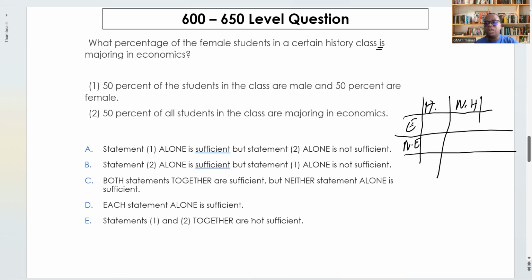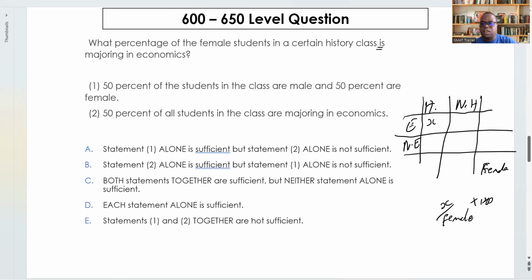So this one is really, really open. We don't really know from the question stem anything else about the students. So all of them are female students. That's what you know, they're all female students. What has been asked is what percentage of female students in a certain history class, this column here, is majoring in economics. So that is this cell here, economics and history. So to get that percentage, you need to get X over female times 100.